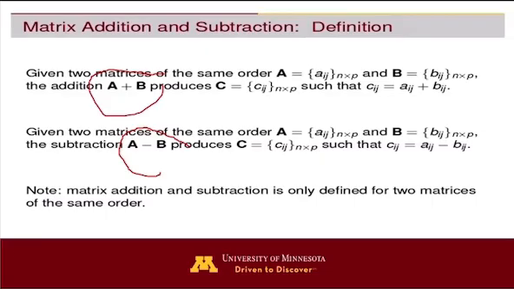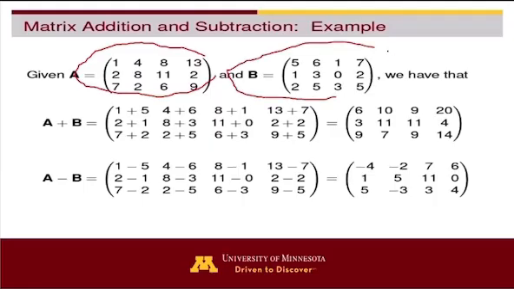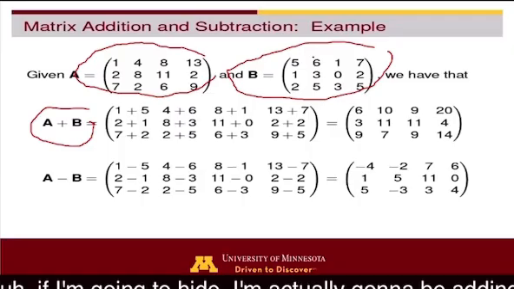Now, let me show you an example. Take a look at this. I have a matrix A and a matrix B, and I want to do A plus B. Because these two matrices have the same dimension, the operation of addition can take center stage. So if I'm going to add, I'm adding the elements in the corresponding positions.